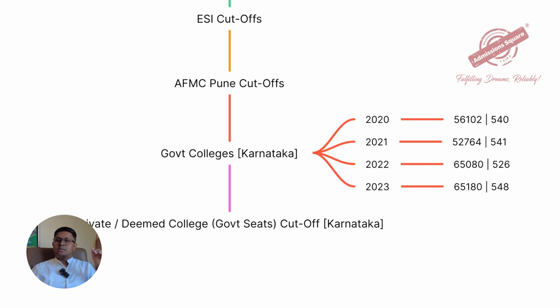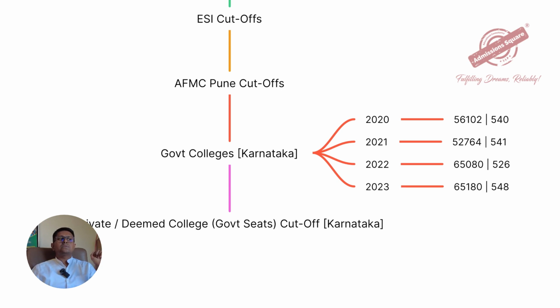Then government colleges in Karnataka. Now we will discuss the government quota cutoff in government colleges in Karnataka through state counseling. In 2020 it came down to 540 for a rank of 56,102. This we are discussing for Karnataka domicile students.